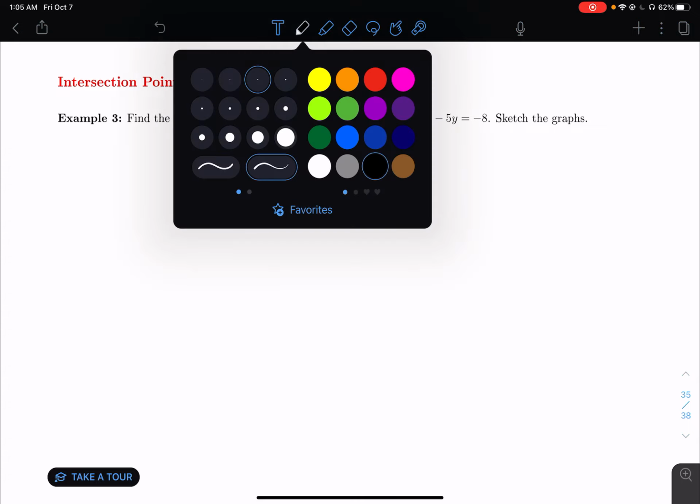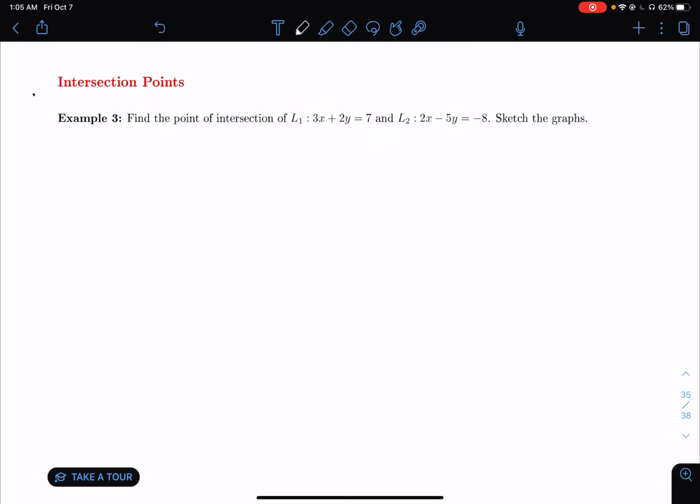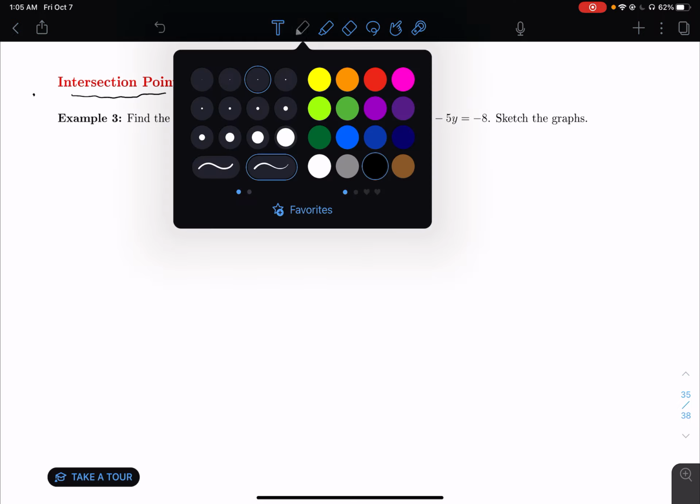In this video, we are continuing section 2.2 on equations of lines, and we're going to talk about how we can find the intersection points of curves. So I want to do this with an example. I want to find the point of intersection of L1, which is this line, and L2, which is this other line, and then sketch the graphs. Okay, so how can we do that?